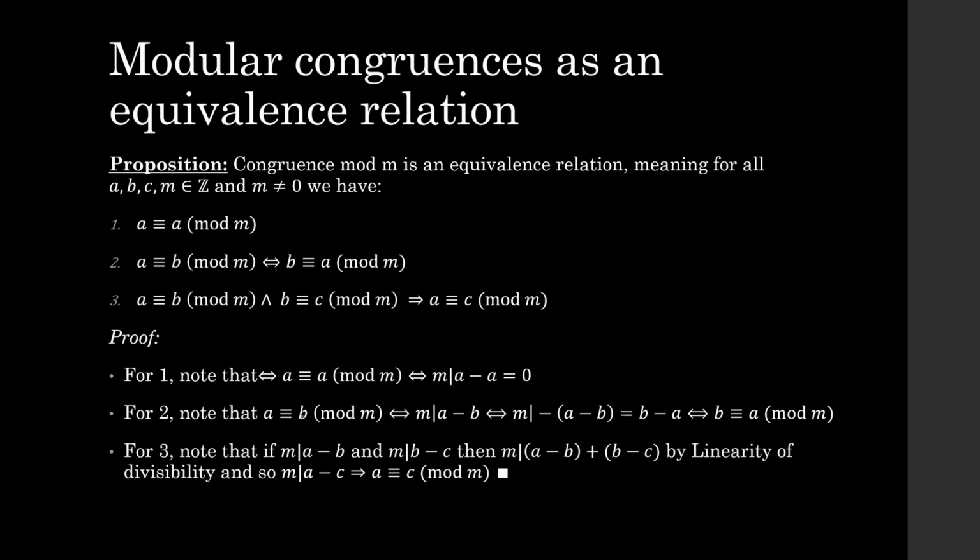And then for 3, we'd like to note that if M divides A minus B and M divides B minus C, that's just the definition of these two, then by linearity of divisibility, and so refer to video 2 for that, or the end of video 1, then M divides A minus B plus B minus C. If we expand that, minus B plus B is going to be 0, and we've got A minus C in the end. So we get M divides A minus C, which implies that A is congruent to C mod M. So that's that part proved. And so that proves that modular congruence is an equivalence relation.